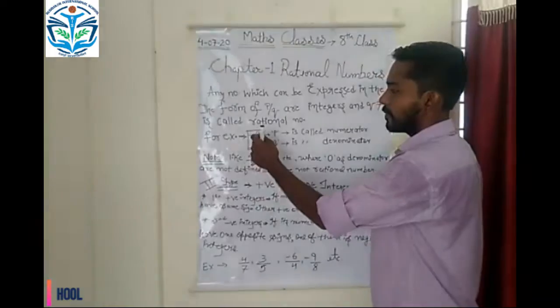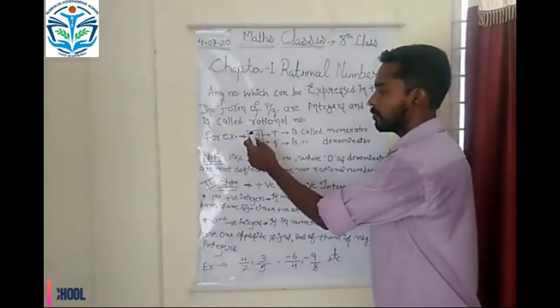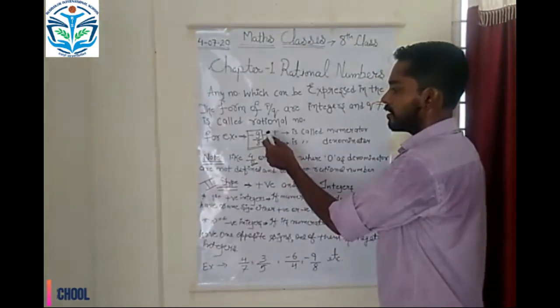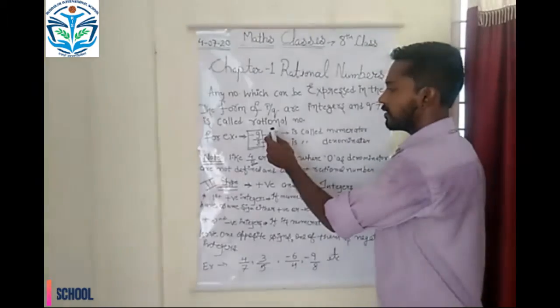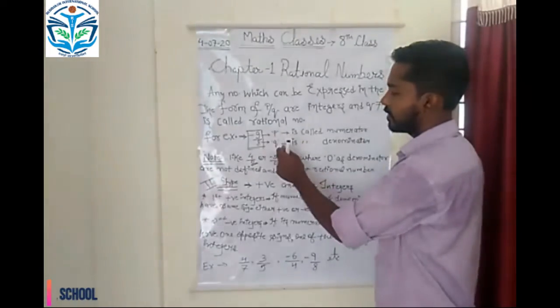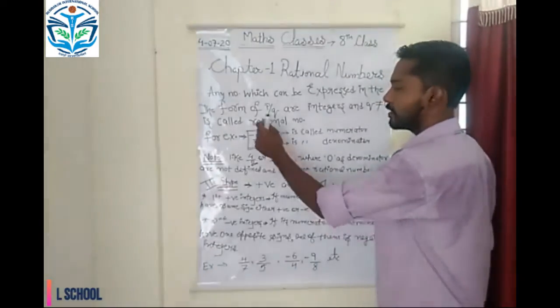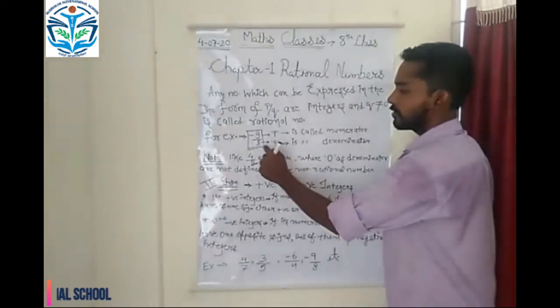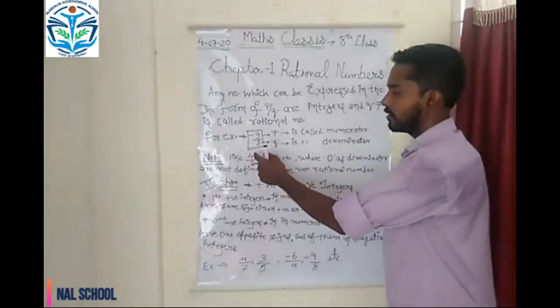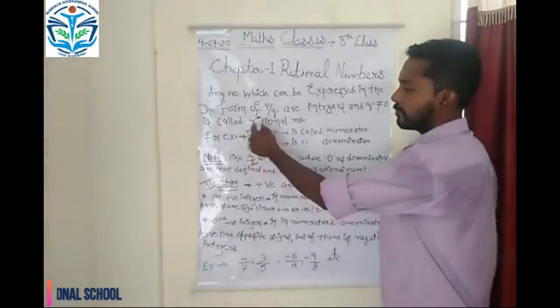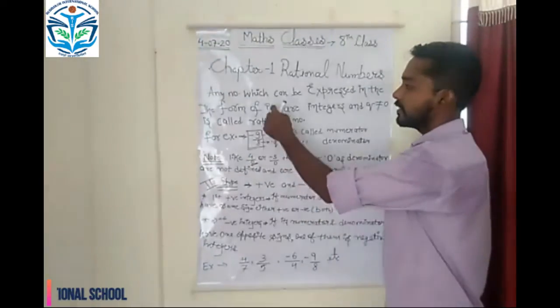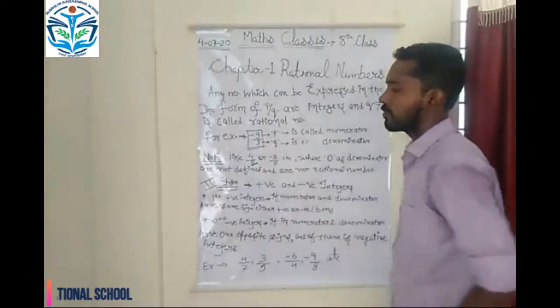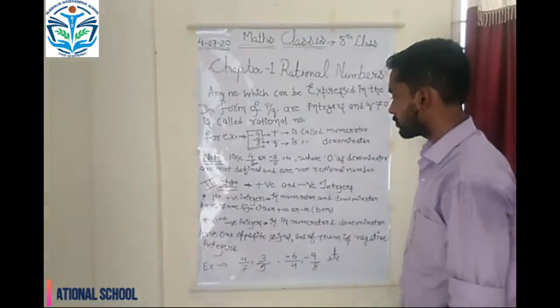For example, minus 9 upon 8. Here you can see this minus 9 upon 8, where p, that is the numerator, is equal to minus 9 and q is equal to 8. So this number is a rational number. Here you can also see that q is not equal to 0, it is greater than 0. Therefore any number which can be represented in the form of p by q is called a rational number.